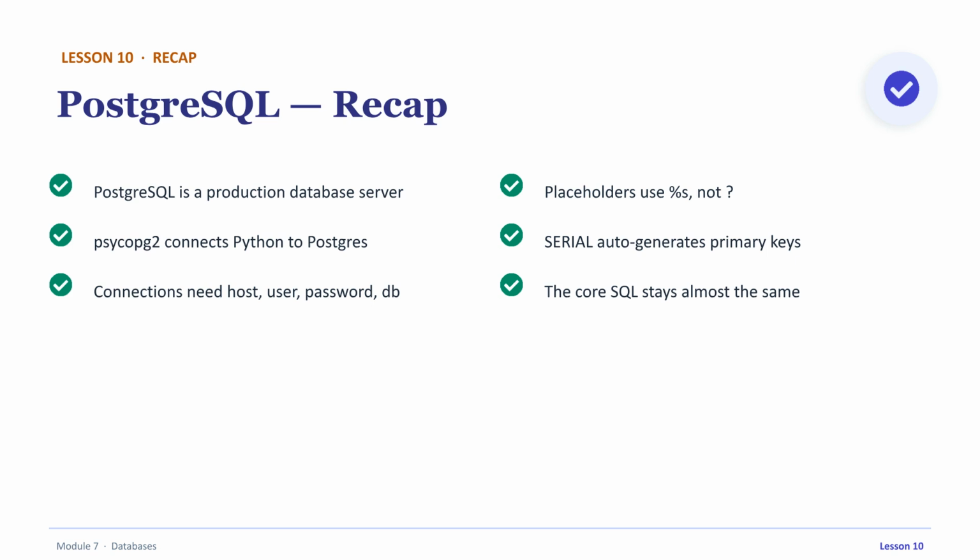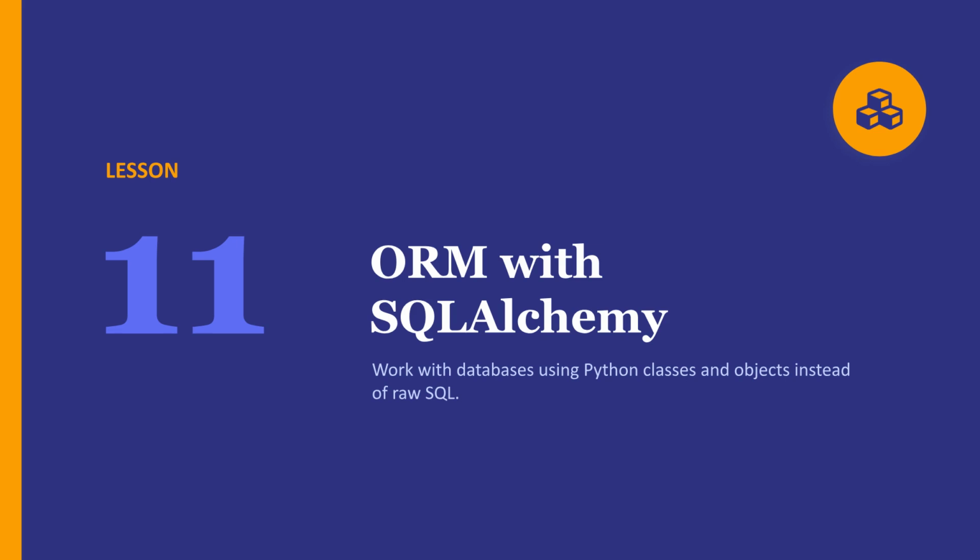Recap. PostgreSQL is a production database server, and psycopg2 connects Python to it. Connections need host, user, password, and database. Placeholders use %s and SERIAL auto-generates keys, but the core SQL stays the same. What if you could work with your database using plain Python objects instead of SQL strings?